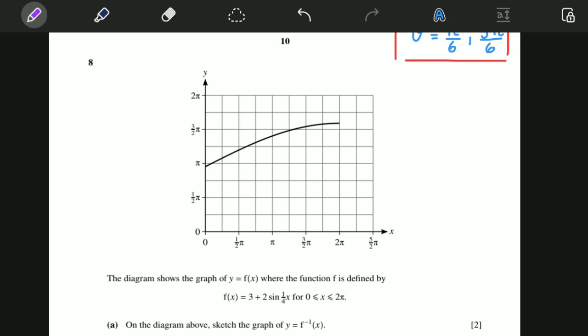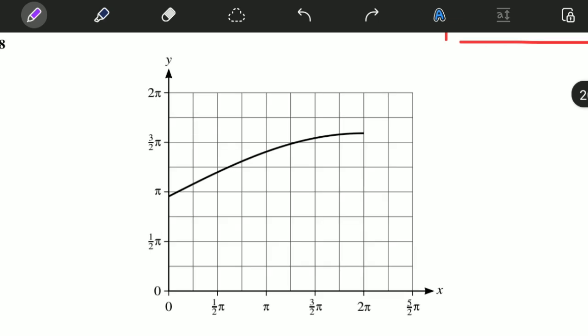Okay, if we want to draw the inverse, first we'll draw the line y equals x. This is going to be a bit difficult over here, but these points are going to be drawn. Okay, so this is your line.